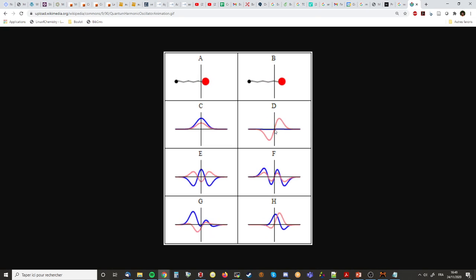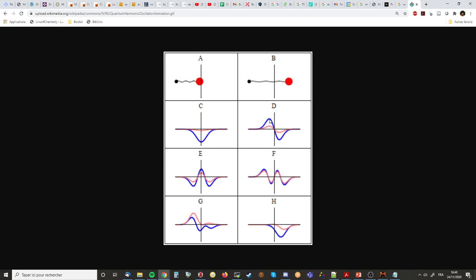And to understand it, it's better to understand the electron as a wave. That means it's an electronic cover where you have electron density here, and no electrons here.